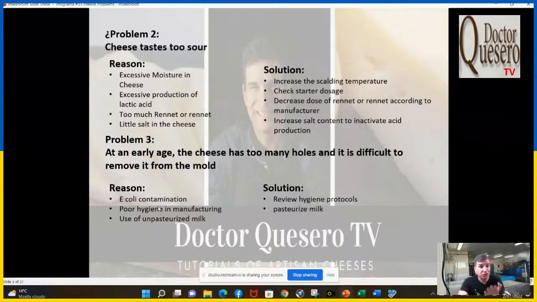So as I said before, improve your protocols. You have to use pasteurized milk, or you have to pasteurize your milk. And if you're using raw milk, you have to use it as fresh as possible. If your milk is, for example, 3 or 4 days old, it doesn't mean you will not have a good cheese, but your cheese will be better if your milk is fresh.